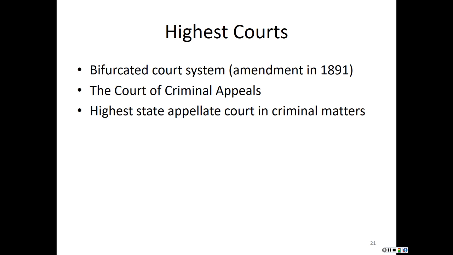This is the highest state appellate court in criminal matters. It means if you lose here, and you cannot go to the federal level, it's over. Remember, the Texas Supreme Court only hears civil. You can't lose at the Court of Criminal Appeals and go over there. They don't have jurisdiction.